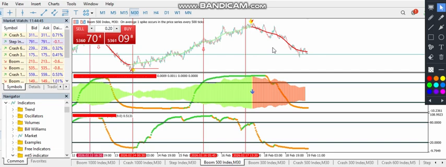So guys, inside this particular video I'm going to be showing you something. While I take my trade yesterday on Boom 500, Crash 1000, and also on Crash 500 and Crash 300, I'm going to be showing you how I take it yesterday.